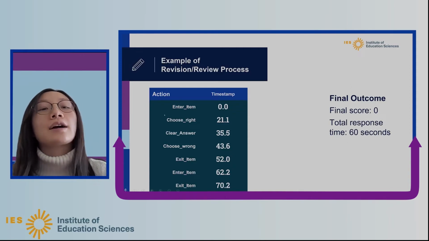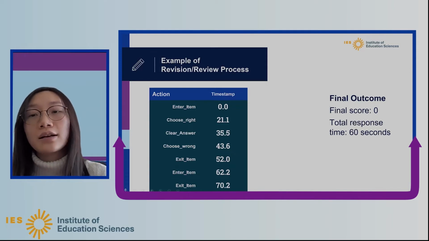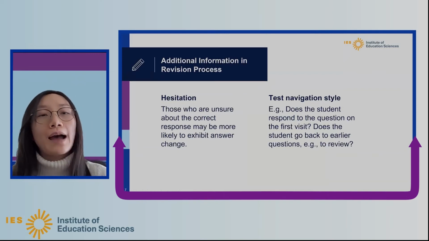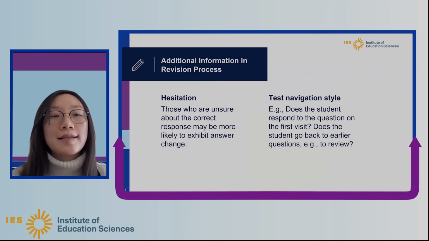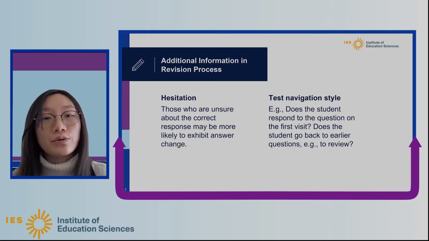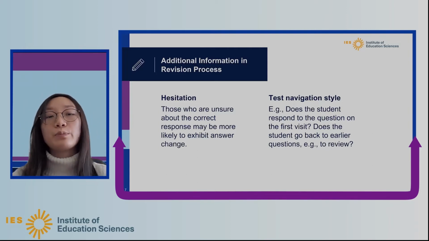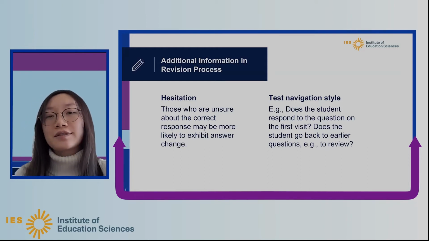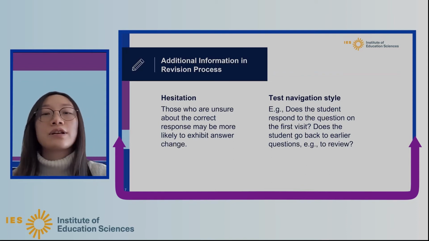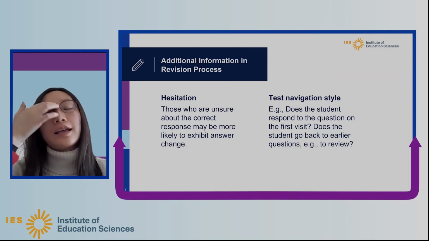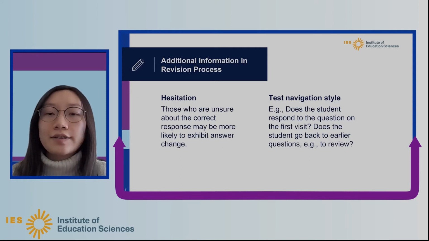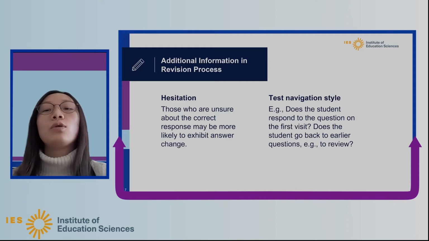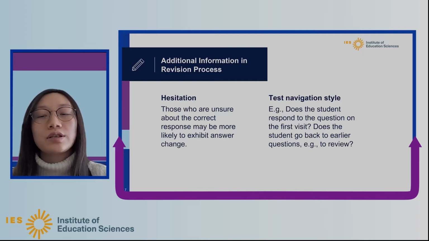We can see that the action sequence can contain information that is not available in a final score, and this can reveal some meaningful patterns for us. One such example is hesitation. For example, those examinees who are unsure about the correct response may be more likely to exhibit answer change. Those who are sure might just submit an answer and move on to the next question without alternating between different choices. It can also reveal people's different test navigation styles. For example, does the student respond to the question on their first visit? Or does the student go back to an earlier question to perform review?